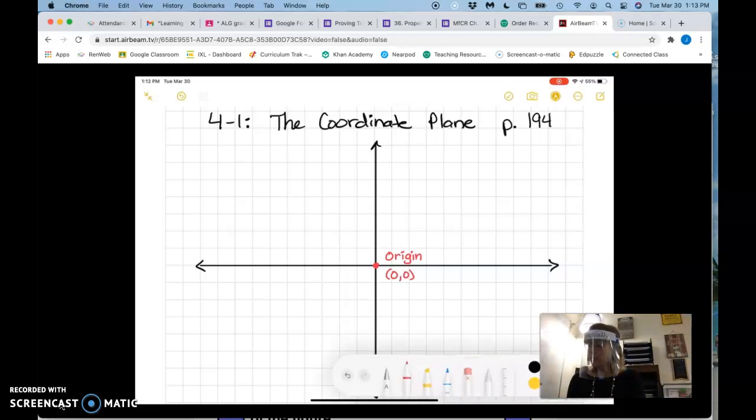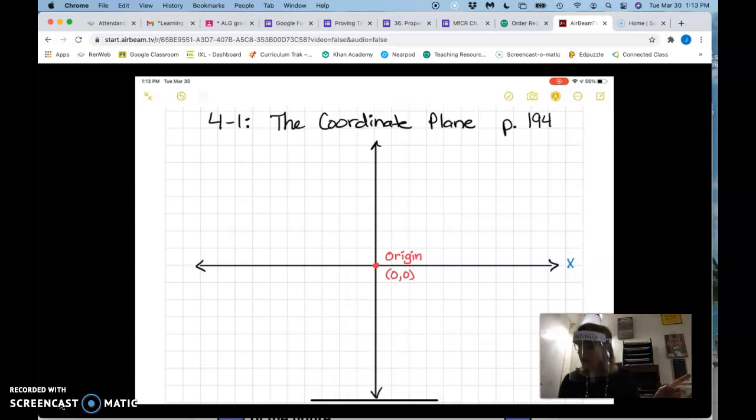And I did see some of you label x and y, which is amazing, but check this because some of you labeled them wrong. So x-axis is the one that goes horizontal, and the y-axis is the one that is vertical.